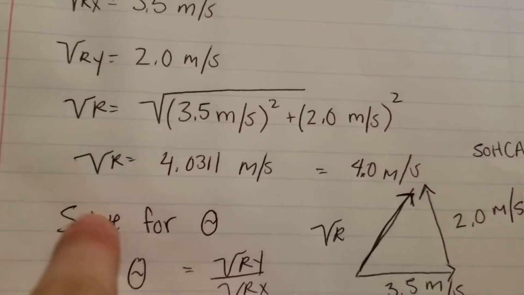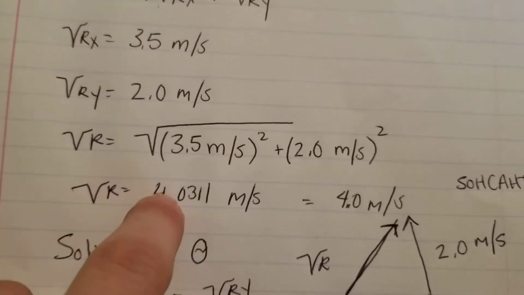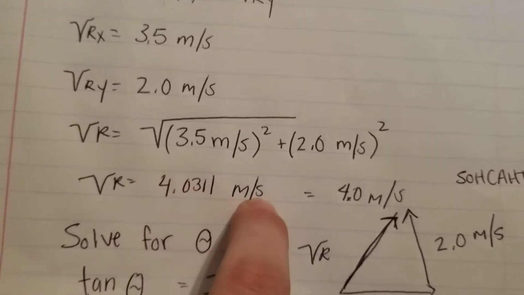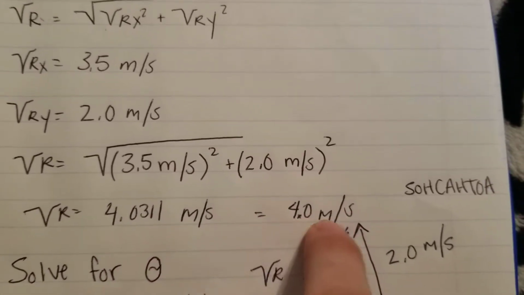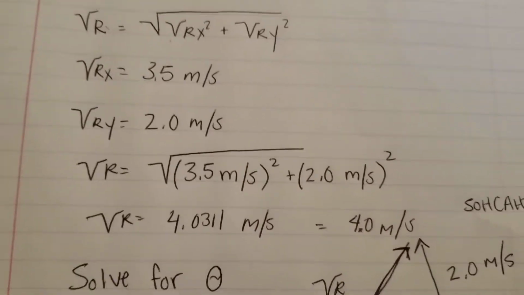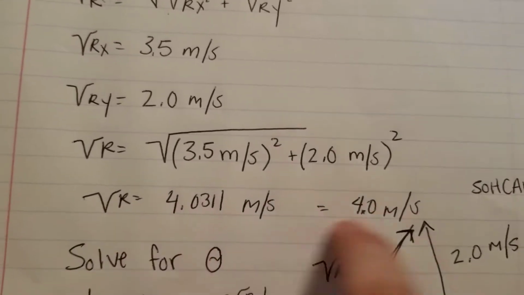So if we plug that in, we get a resultant force of 4.0311 meters per second, which I rounded to the nearest decimal, and we get 4.0 meters per second. So that's how we first solve for the first part of the problem.